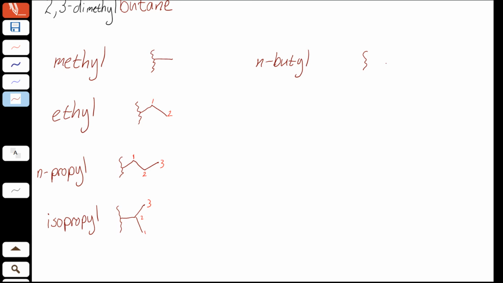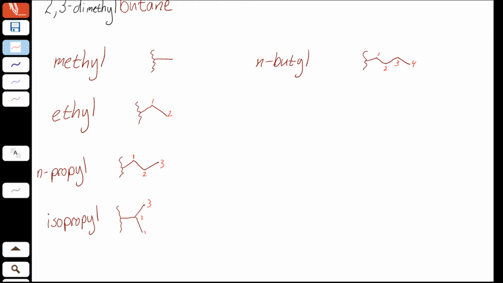1, 2, 3, 4. Now to have an N-butyl group on your structure, that means it's going to have to be a pretty big structure, because really that's a lot of carbons, and that's likely going to be making part of the main chain. So anything with an N-butyl group on it is going to be bigger or is going to have something with a higher priority, which we'll get into later.